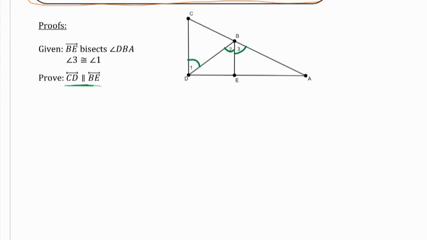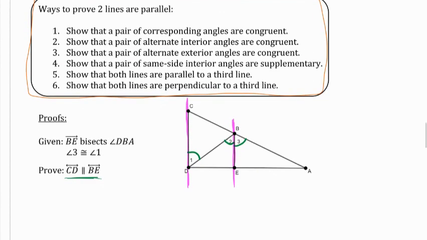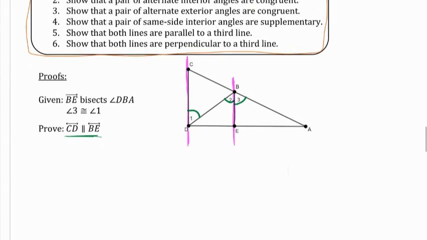And then what we're trying to prove is CD is parallel to BE. On these, I like to highlight those lines so I remember which ones I'm thinking about. So I'm going to look at CD as one of them and BE. Those are the lines we're trying to show are parallel. So now notice the way we can prove them parallel. Remember all these 6 things, looking at those different types of angles.